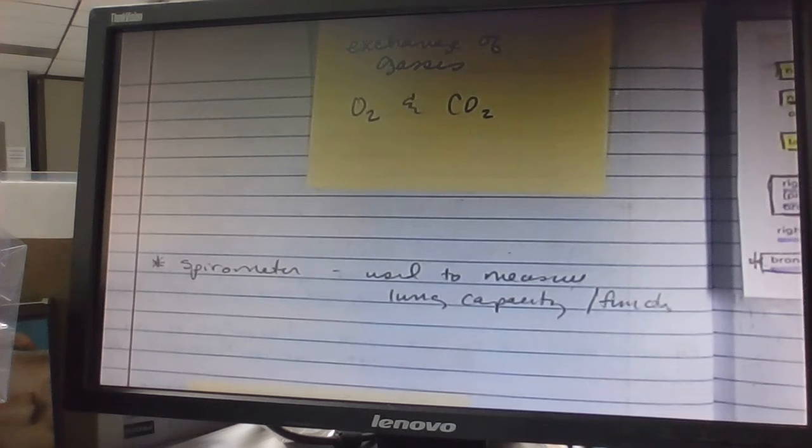Diaphragm is key. Diaphragm is one of the muscles that are very important. There's another set of muscles that are also very important. So within that thoracic cavity, we need to change the volume. We need to change how much room is in there. If we have more room, it's going to pull air in. If we have less room, it pushes air out. More room pulls air in. Less room pushes air out.